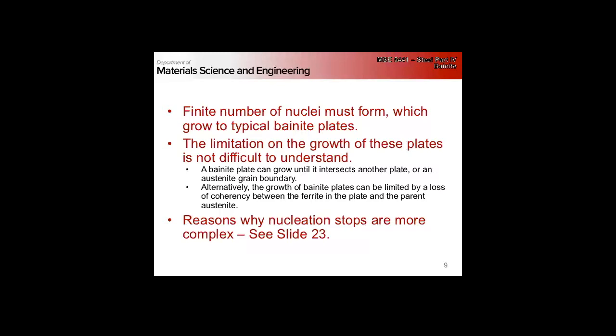Either the bainite plate can grow until it intersects another plate or an austenite grain boundary. That's one mechanism that can stop it. The other is that the growth of the bainite plates can be limited by a loss of coherency between the ferrite plate and the parent austenite, right? So pretty simple and straightforward mechanisms for why growth stops. Why nucleation stops is a lot more complex, and we have to get more into the structure before we get there.